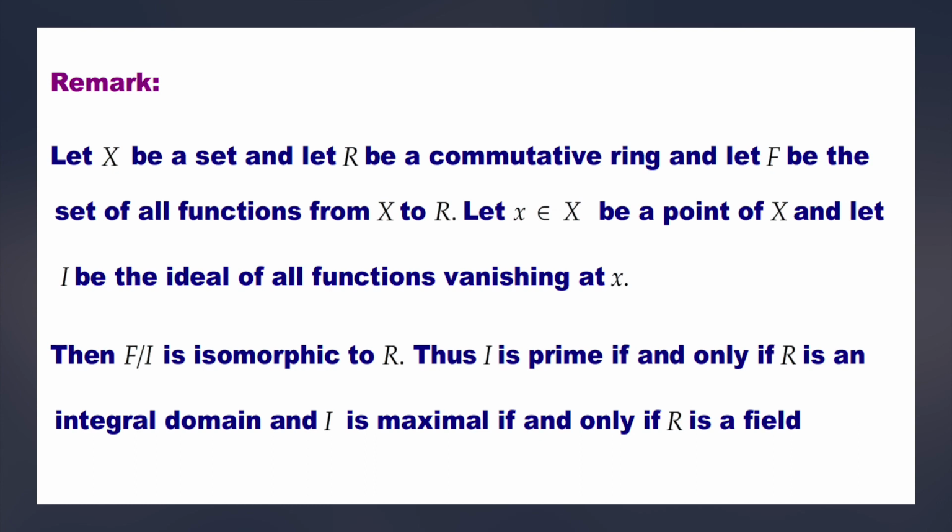The next remark is, let X be a set and let R be a commutative ring and let F be the set of all functions from X to R. Let x belong to X, be a point of X, and let I be the ideal of all functions vanishing at x. Then F by I is isomorphic to R. Thus, I is prime if and only if R is an integral domain and I is maximal if and only if R is a field. Let us discuss some theorems of prime ideals.